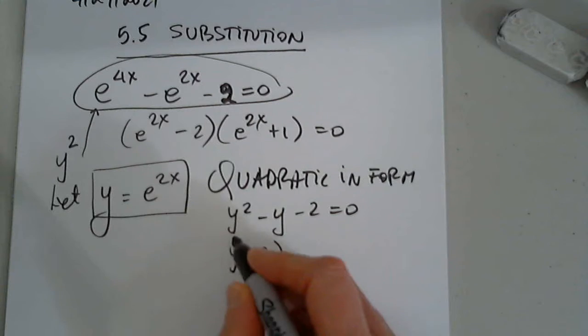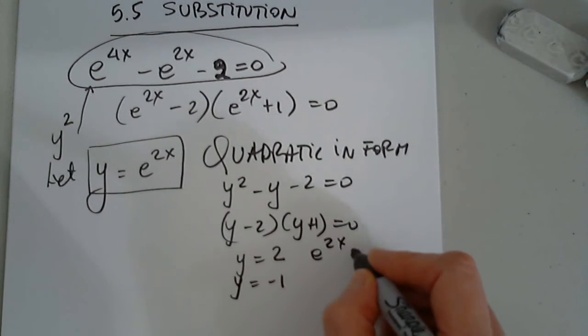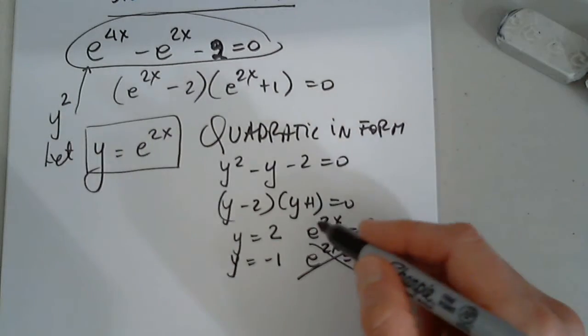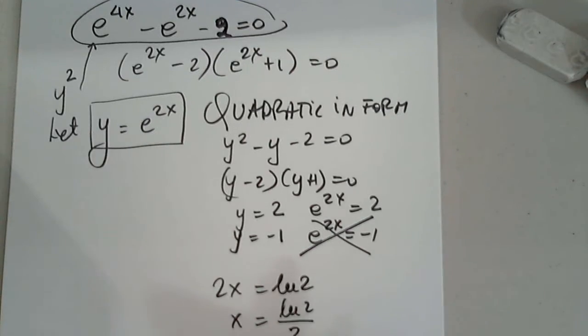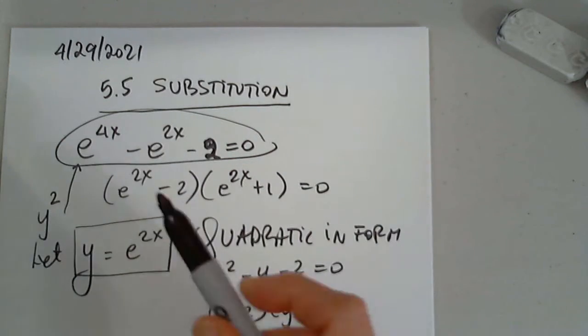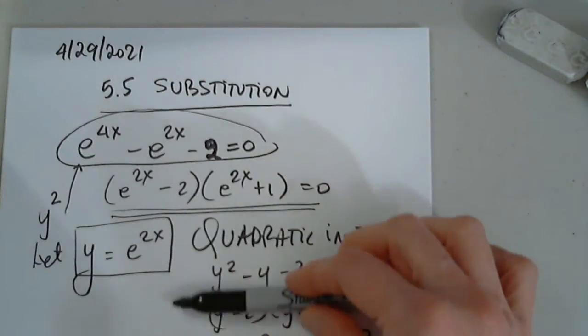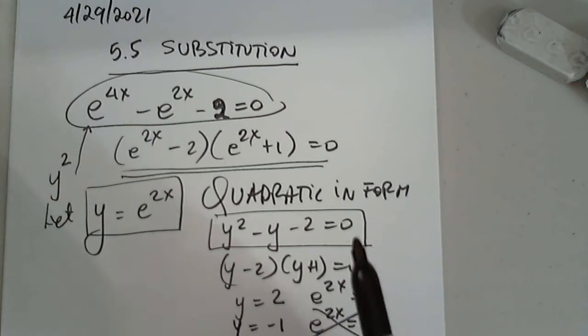So I will have y minus 2 and y plus 1, and then I get y equals 2, y equals negative 1. I go back and replace: e to 2x equals 2, e to 2x equals negative 1, which is not possible. And from here I apply natural log, so I have 2x equals natural log 2, or x equals natural log 2 over 2. You could say, I don't need your substitution. I agree. If you see how to factor this equation, you don't need the substitution. But substitution is really helpful in many, many situations.